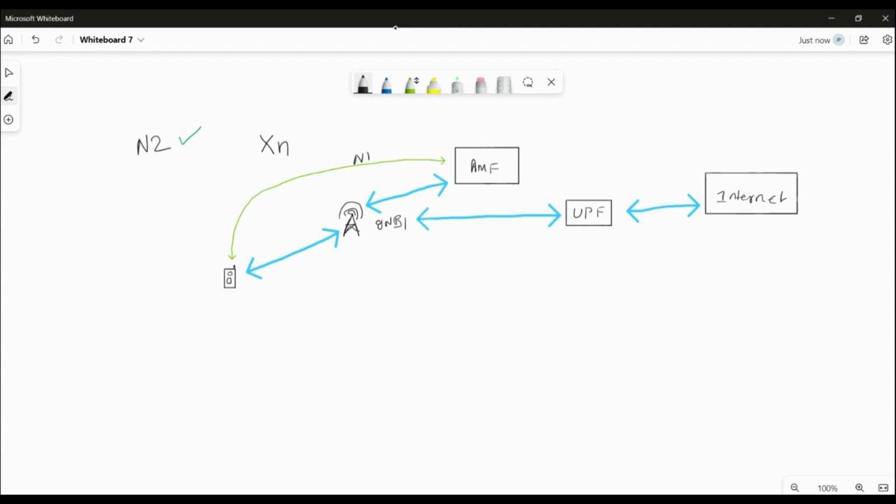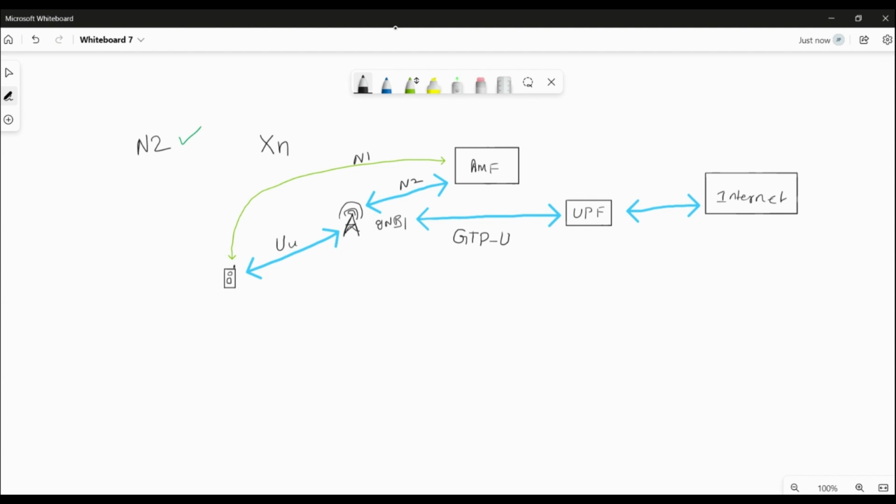This is N1. This is the N2 interface. This is the radio interface, which we denote by Uu. And this is UPF to gNodeB, which we call GTP-U. GTP-U, let's write this in capital. U is for user plane.